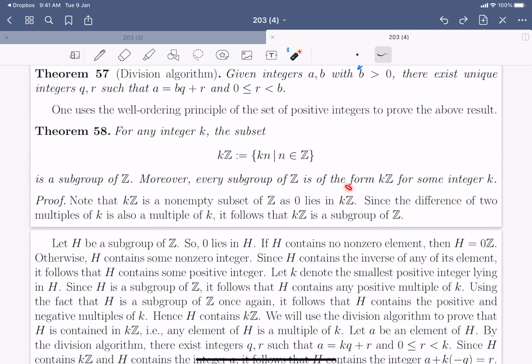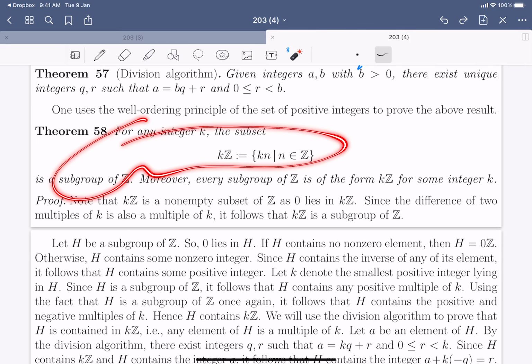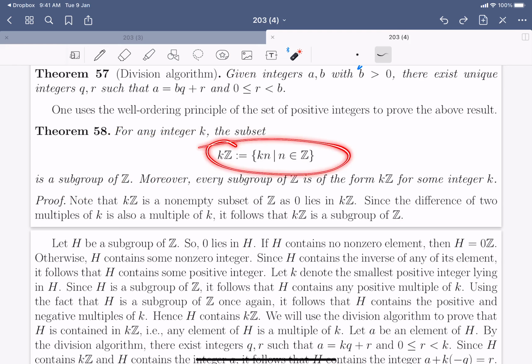First, you have to verify, or rather observe, that this is non-empty. This is quite easy, but it is something that we need to observe in order to be able to apply theorem 52, because theorem 52 has a hypothesis that H is a non-empty subset of G, right? Anyway, so you already know that this KZ is a subgroup of Z.